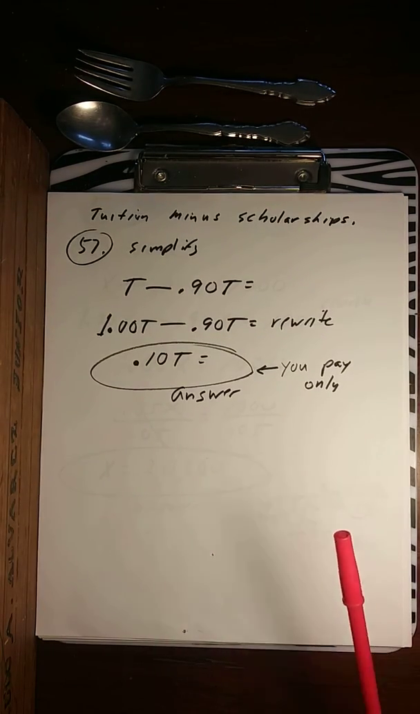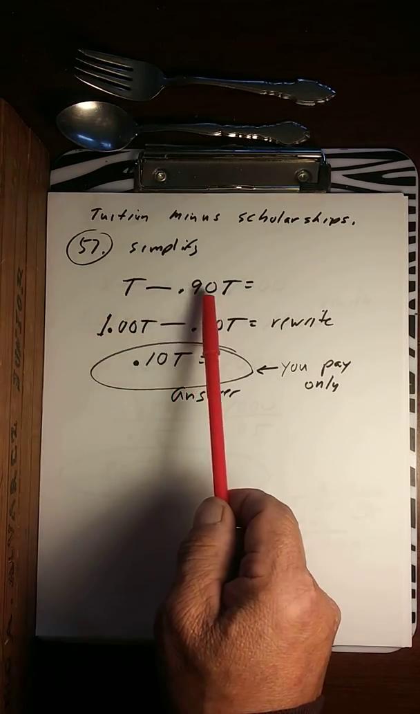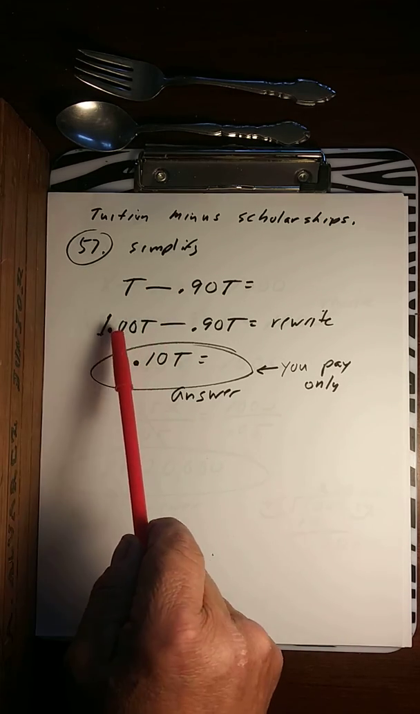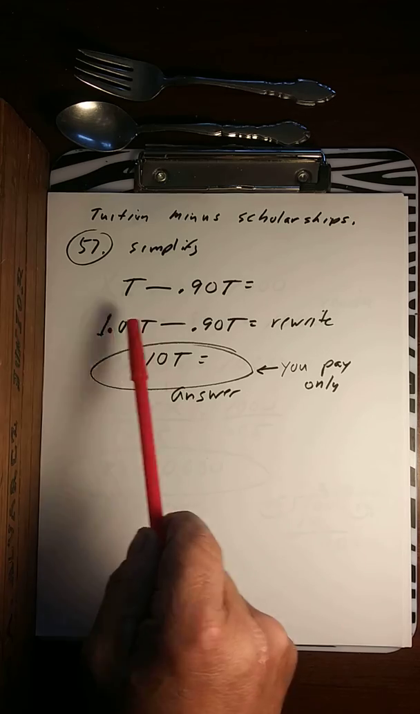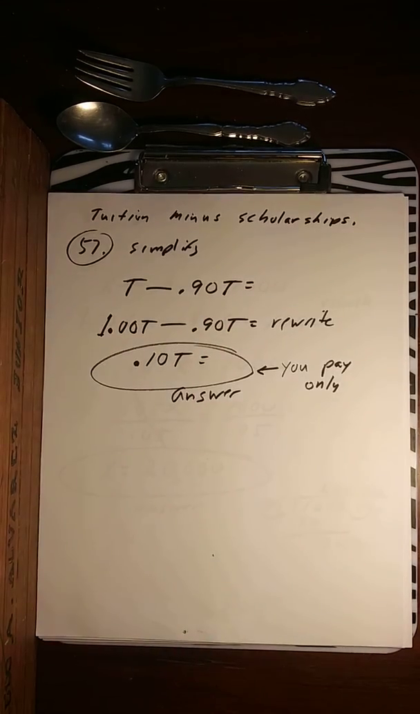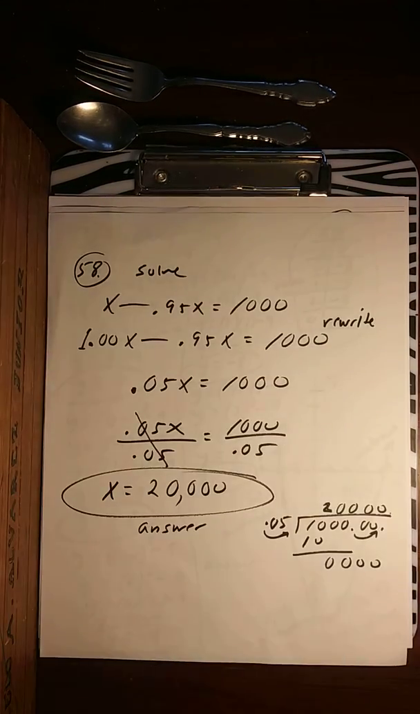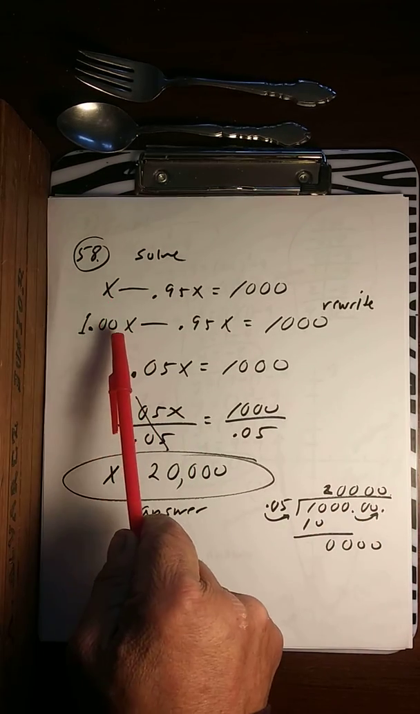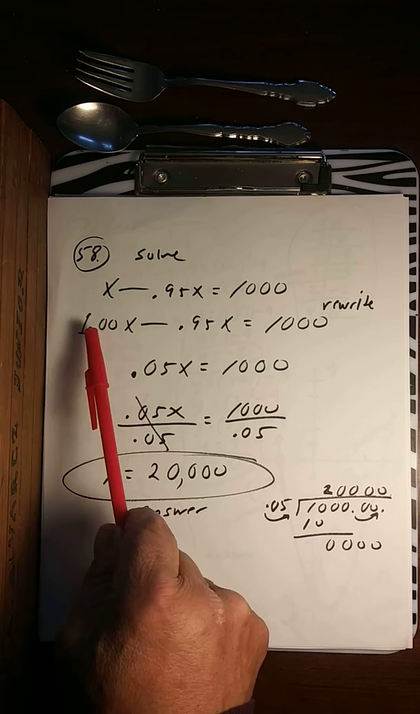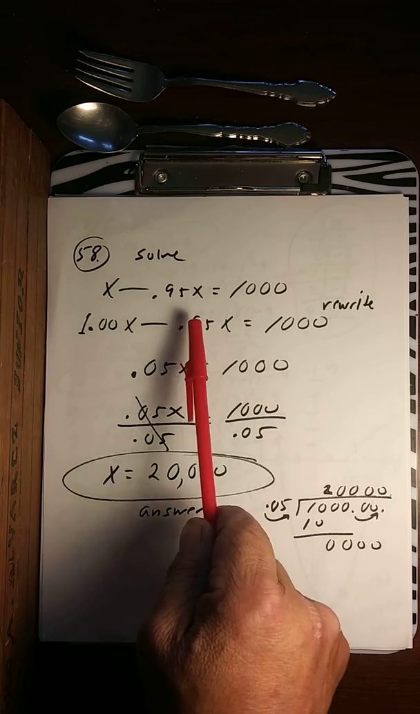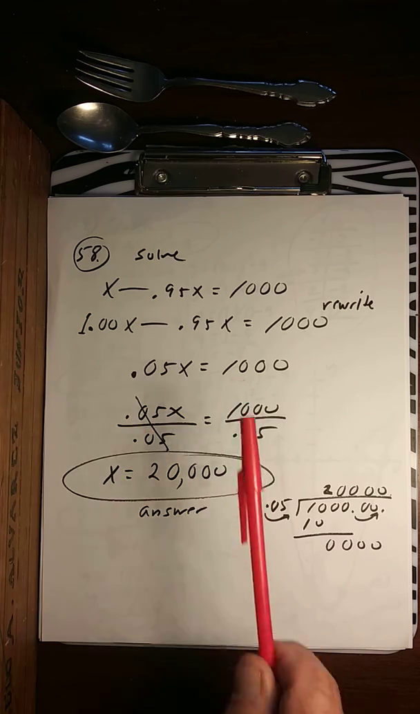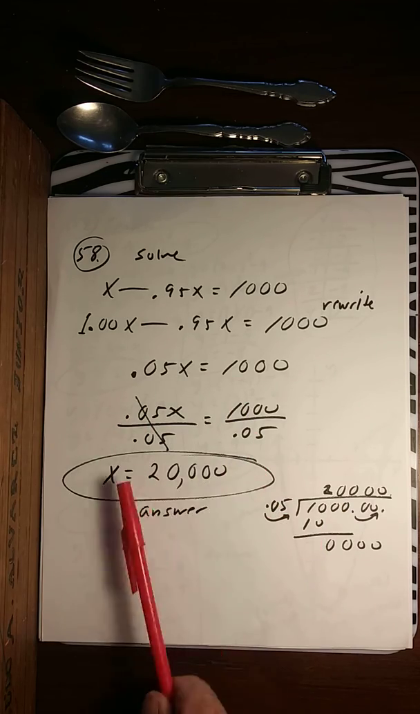Simplify this. t minus 0.90t. Well, rewrite this as 1.00t. So 1.00 minus 0.90, like think of $1 minus 0.90 is 0.10. Another one, solve this one though. So just rewrite this one, 1.00x is that. $1 minus that, think about that. So 1.00 minus 0.95 is 0.05x is this, divided by 0.05, divided by 0.05, we ended up with what? 20,000.